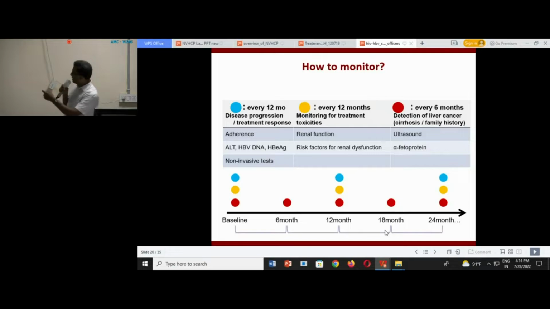Here we are using the ultrasound for detecting development of HCC. So for HCC, we need to do an ultrasound every 6 months. And alpha-fetoprotein: some of the guidelines agree, some don't, but for the viral hepatitis control program, we take an ultrasound and also alpha-fetoprotein. This is how we monitor once we start the drugs.